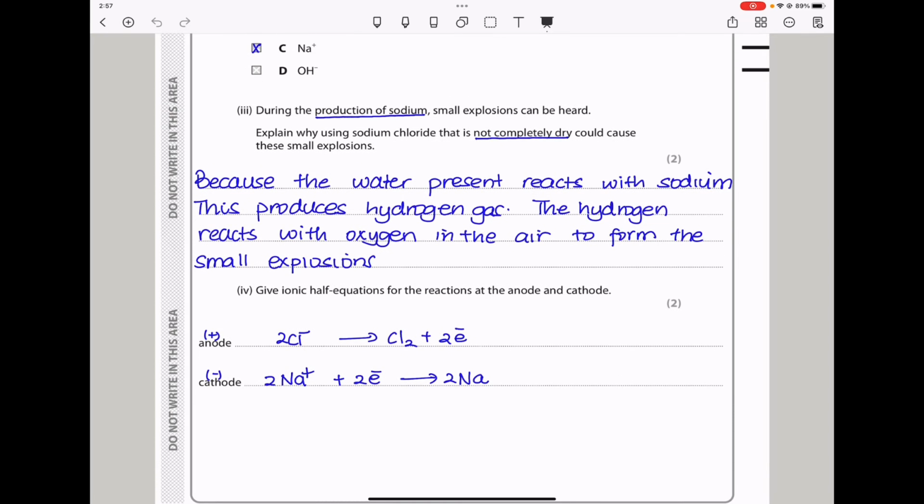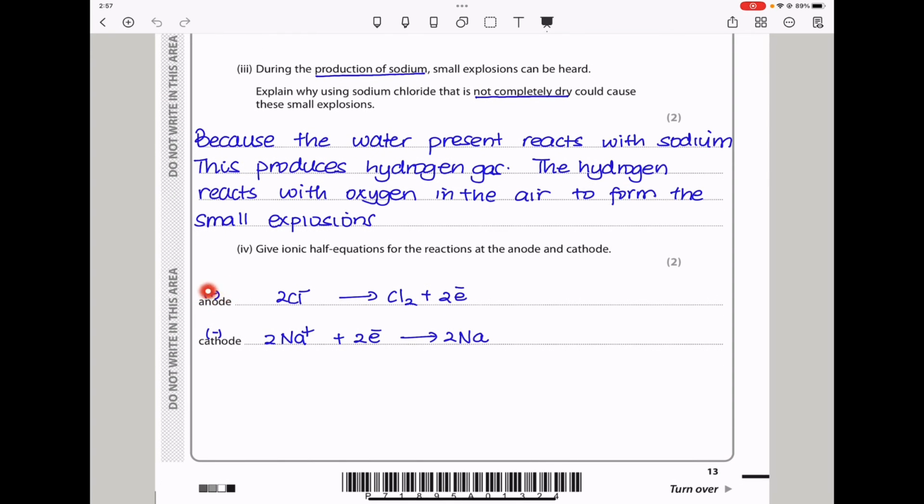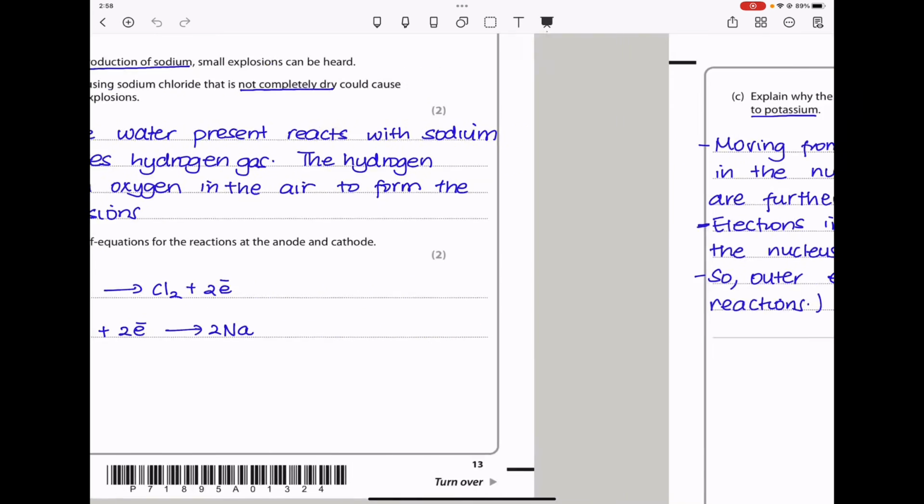And then they say, give ionic half equations for the reactions at the anode and cathode. The anode is the positive electrode, so the negative ions are going to be attracted there, and these are the chloride ions. Each chloride ion is going to lose an electron, so since we have two ions, they're going to lose 2 electrons in order to produce 2 chlorine atoms that are going to bond with each other to produce chlorine gas. And then at the cathode, which is the negative electrode, the cation, which is sodium, is going to be attracted there. And then this is going to gain an electron to produce sodium. However, because 2 electrons were lost there, I used 2 electrons here to be gained in order to produce 2 sodiums in the end. Moving on.